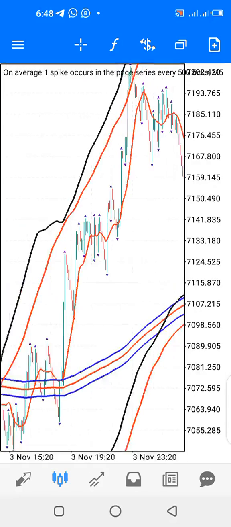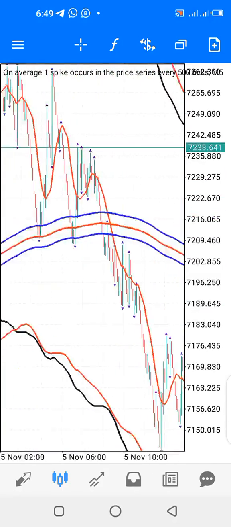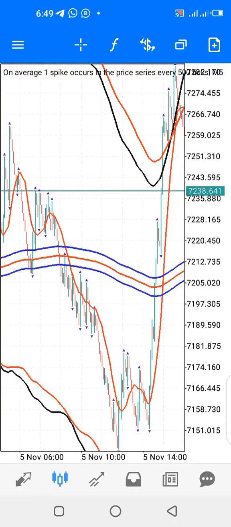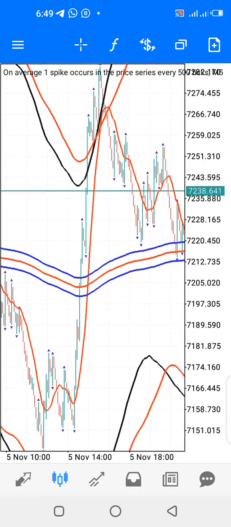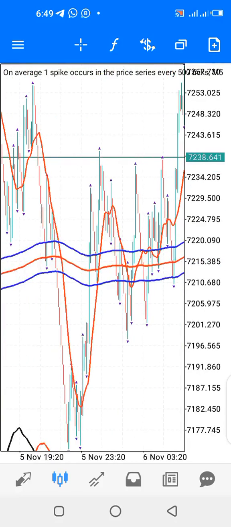So the strategy, the way it works further, is when the red line, which is our 13 moving average, crosses down, you can sell confidently. And when it crosses up, like you have here, you can confidently buy. So when it crosses down, sell; crosses up, buy.